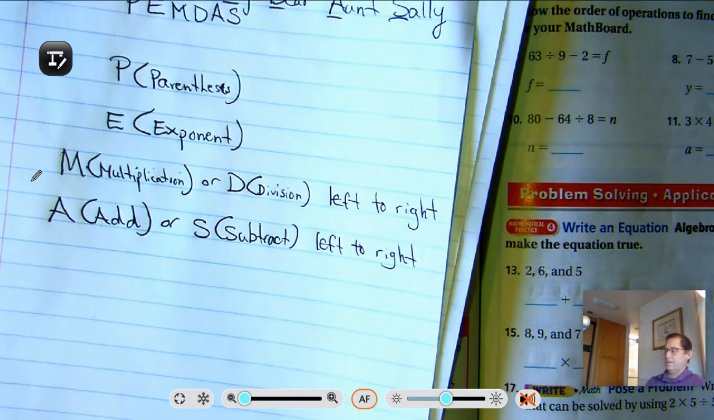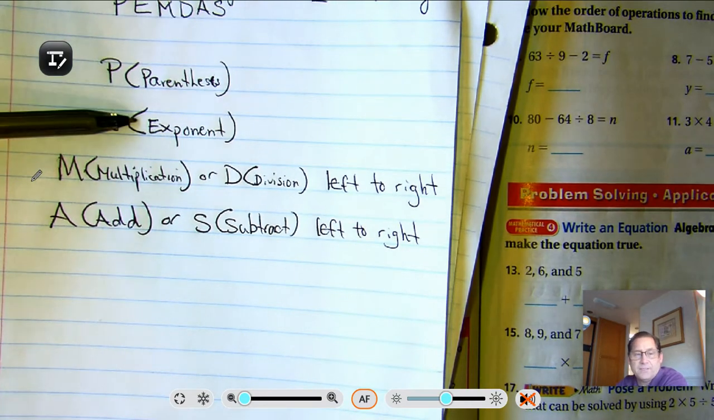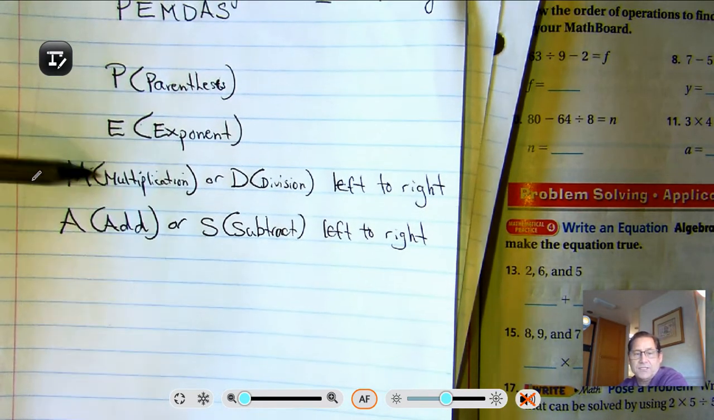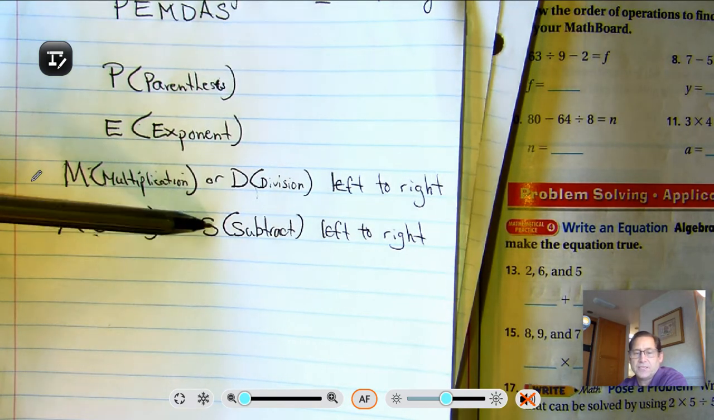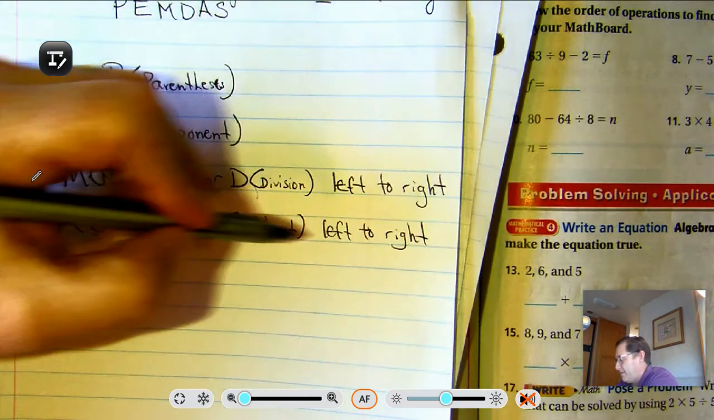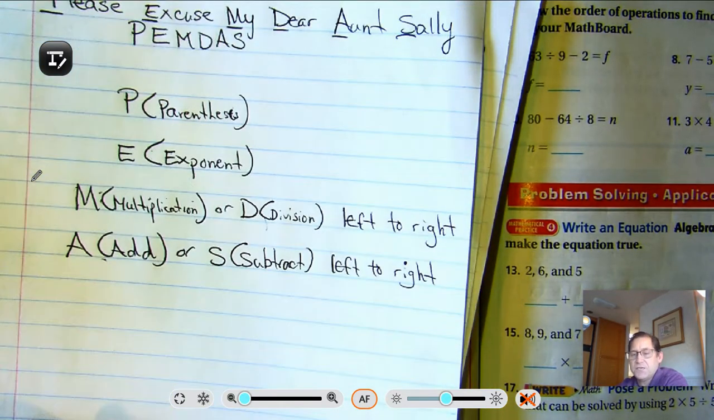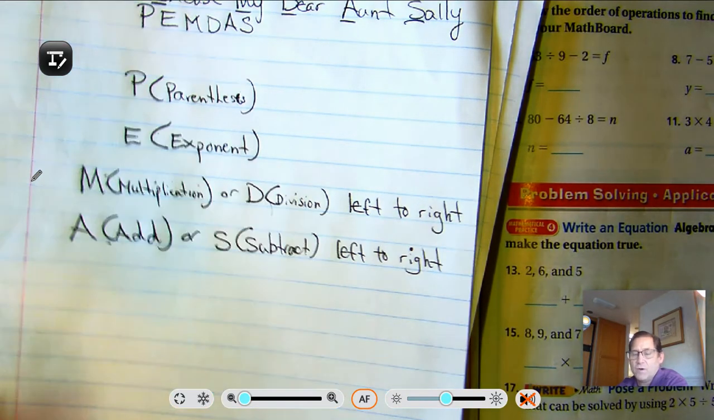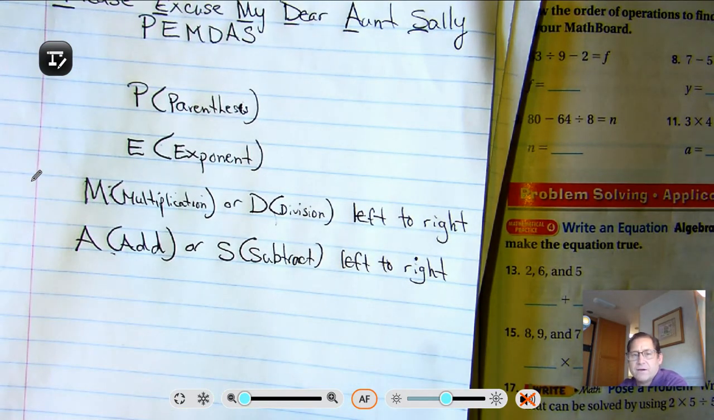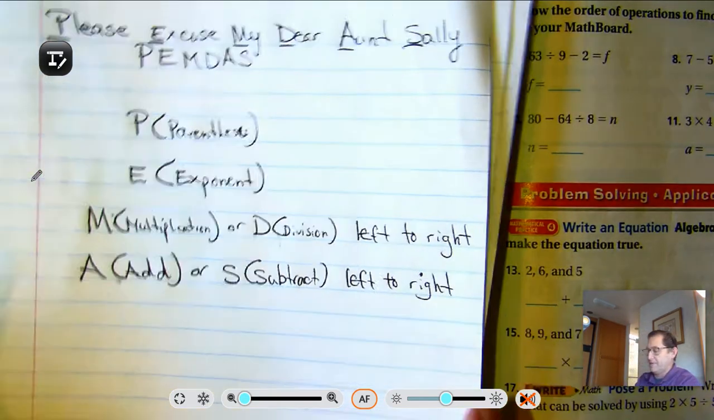Okay. So parentheses first, exponents second, multiplication or division left to right, and finally addition or subtraction left to right. And when everybody follows these steps or these operations in math, we'll get the same results. Otherwise we'd have kind of chaos in math. We'd all have to come up with different answers. So keep that in mind.